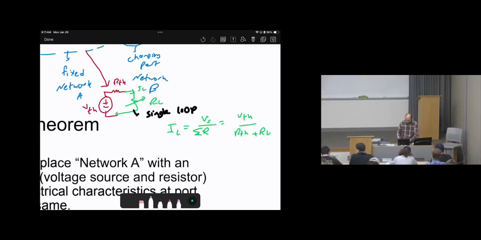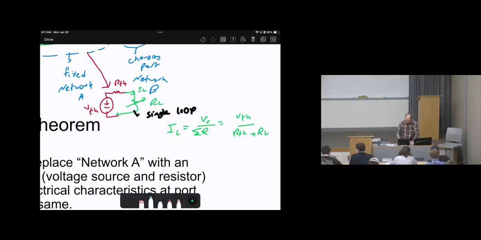Then, if we need to do several calculations, most likely V Thevenin is constant. I'm going to assume it as A. R Thevenin is constant. We're going to assume it as B plus RL. The only changing part is RL. Now, if RL can change from 0 to 100 or whatever value, you only change the value in this expression. So instead of doing the circuit analysis, you will only substitute it in this formula. And this is much easier.